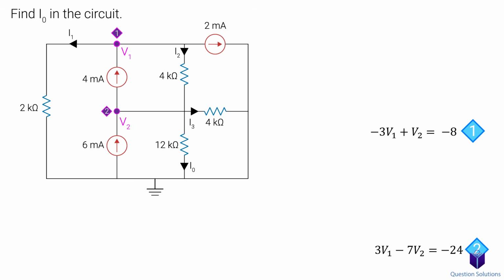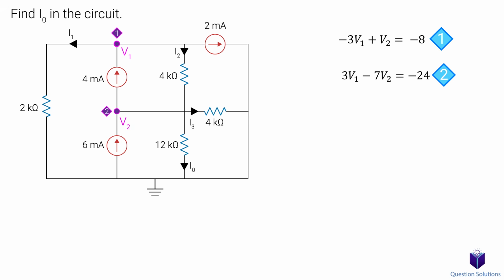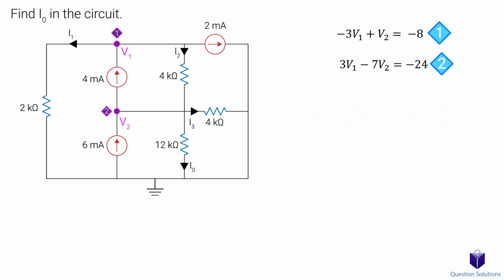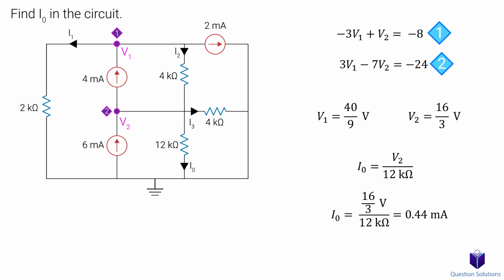We now have two equations, and you can solve them using substitution like we did in the previous question. To solve for I0, we just need to divide node voltage 2 by the 12K ohm resistor. We get 0.44 milliamps, and that's our answer.